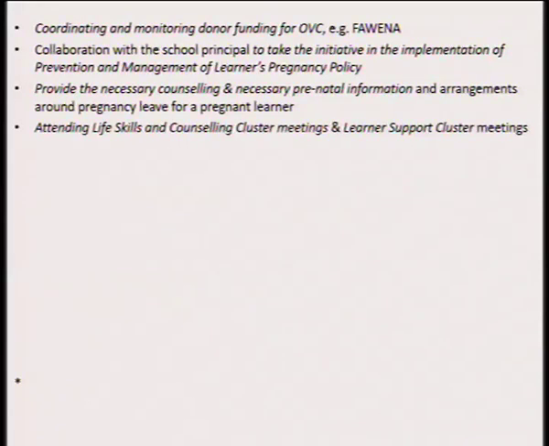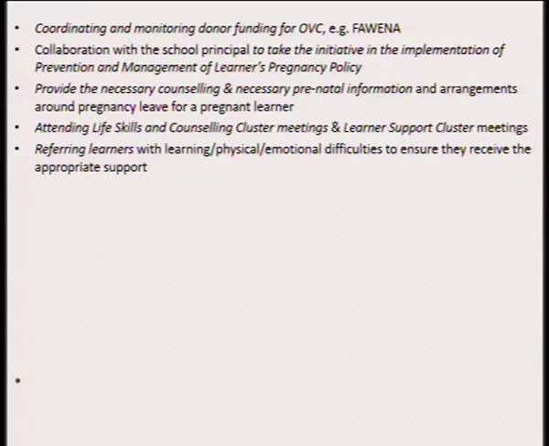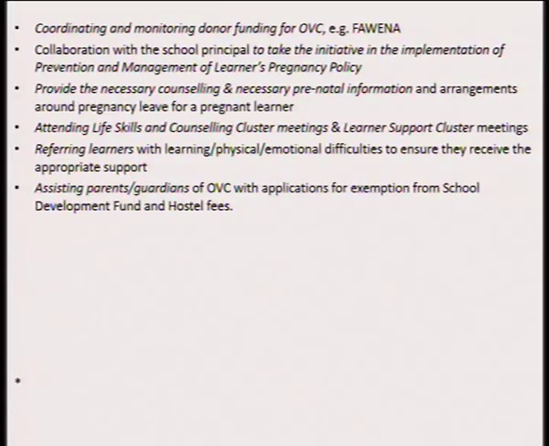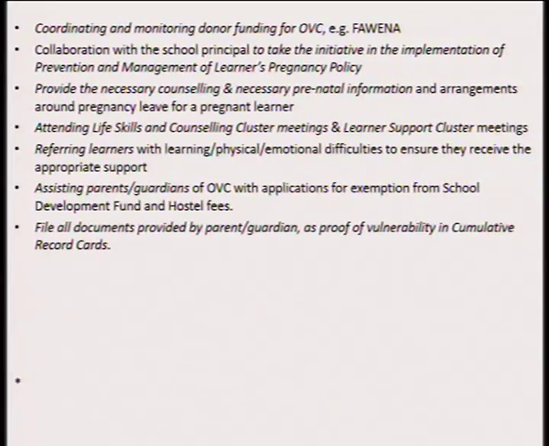The teacher has to attend the life skills and counselling cluster meetings as well as the learner support cluster meetings. Then the teacher is also responsible to refer learners with learning, physical and emotional difficulties to ensure that they receive the appropriate support. A life skills teacher is also there to assist the parents and the guardians of our orphans and vulnerable children with the application for exemption from school development fund as well as hostel fees.